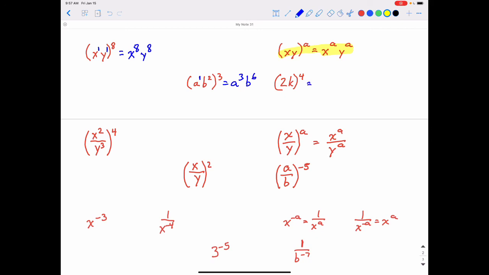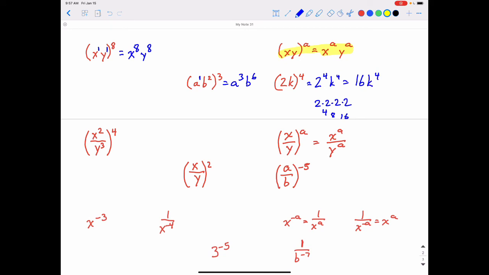This one, the 2 gets affected by the 4, so that's 2 to the 4th power. k is also affected by the 4, so that would be k to the 4th power. Now that 2 to the 4th power looks a little strange, so I'm going to go ahead and take 2 times itself 4 times. So 2 times 2 would be 4, times the next 2 would be 8, times the next 2 would be 16. So 2 to the 4th power is 16 k to the 4th power.